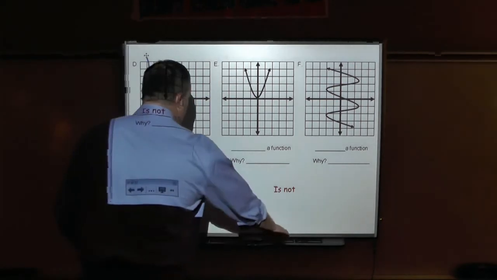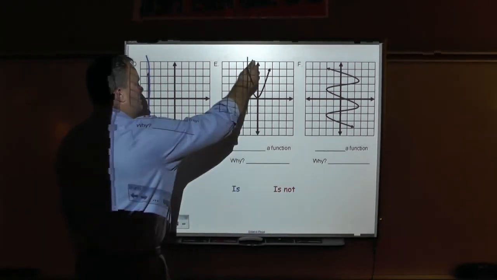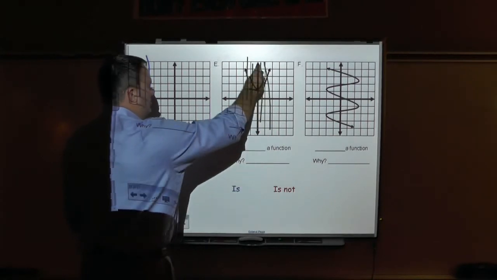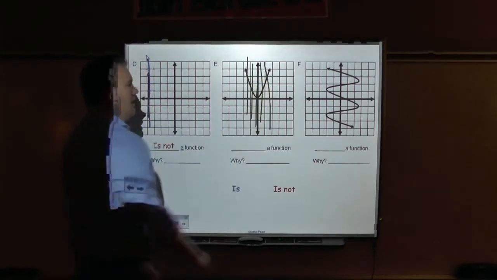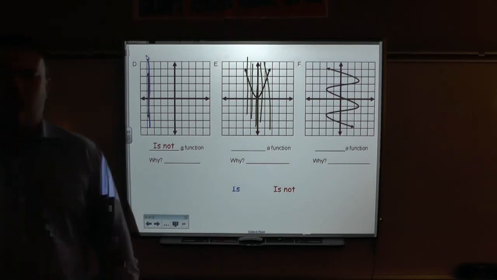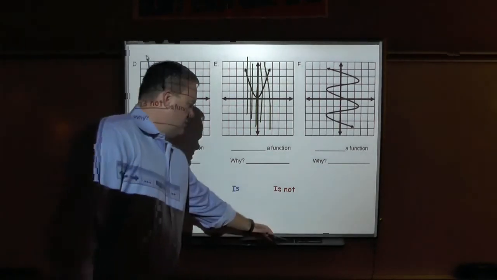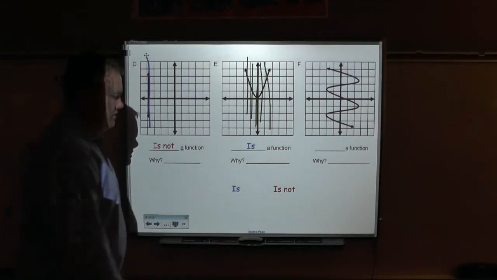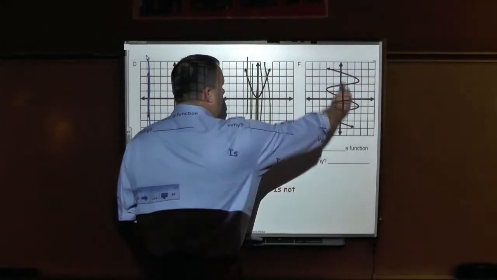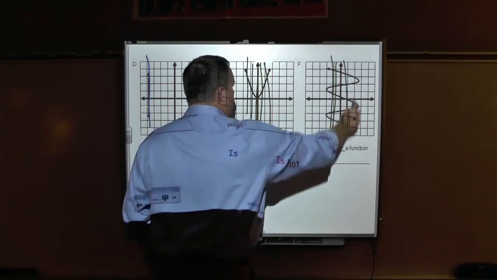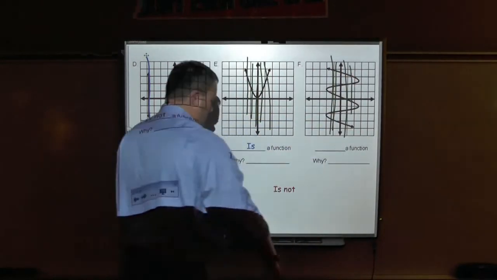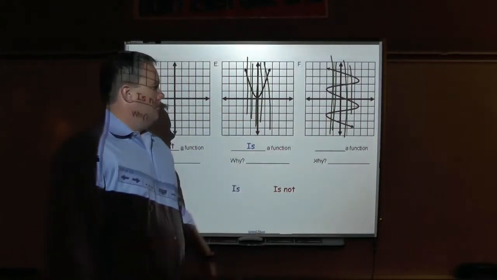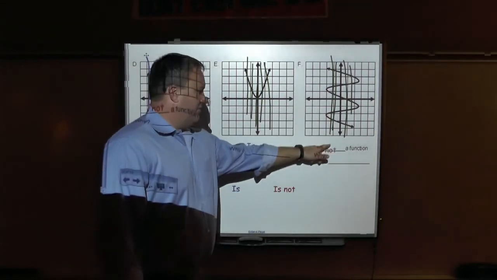Alright, E. E is one that messes some people up once in a while. But as you'll notice, each time I draw a vertical line through here, I only touch that line once. This is most definitely a function. And then the last one, you guys can probably guess this one. F. Alright. You'll notice that when you do this, you'll hit it multiple times. So this one is not a function.